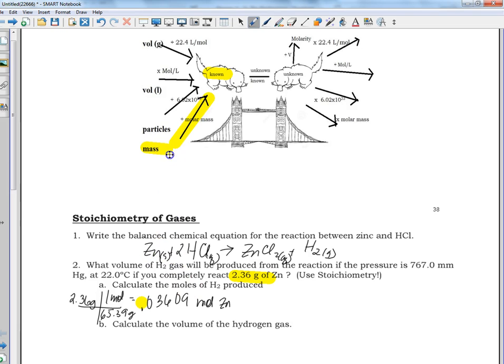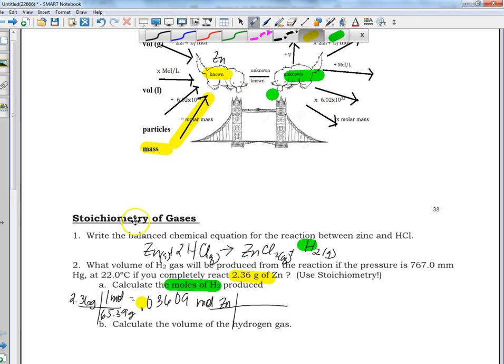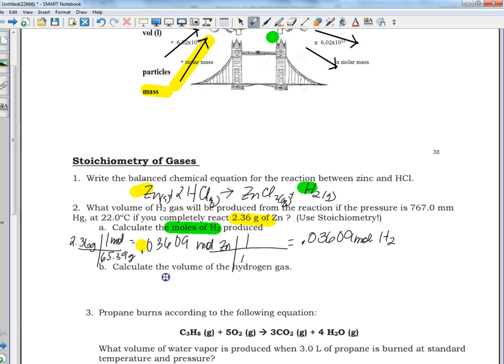Okay, if we look here, zinc is our known. Our unknown is hydrogen. So we're changing to moles of hydrogen. So we will multiply by the ratio. We have 1 hydrogen produced for each 1 zinc that we use. So it's a 1-to-1 ratio, so our hydrogen amount will be the same, 0.03609 moles of hydrogen. Now, step B says calculate the volume of the hydrogen gas.